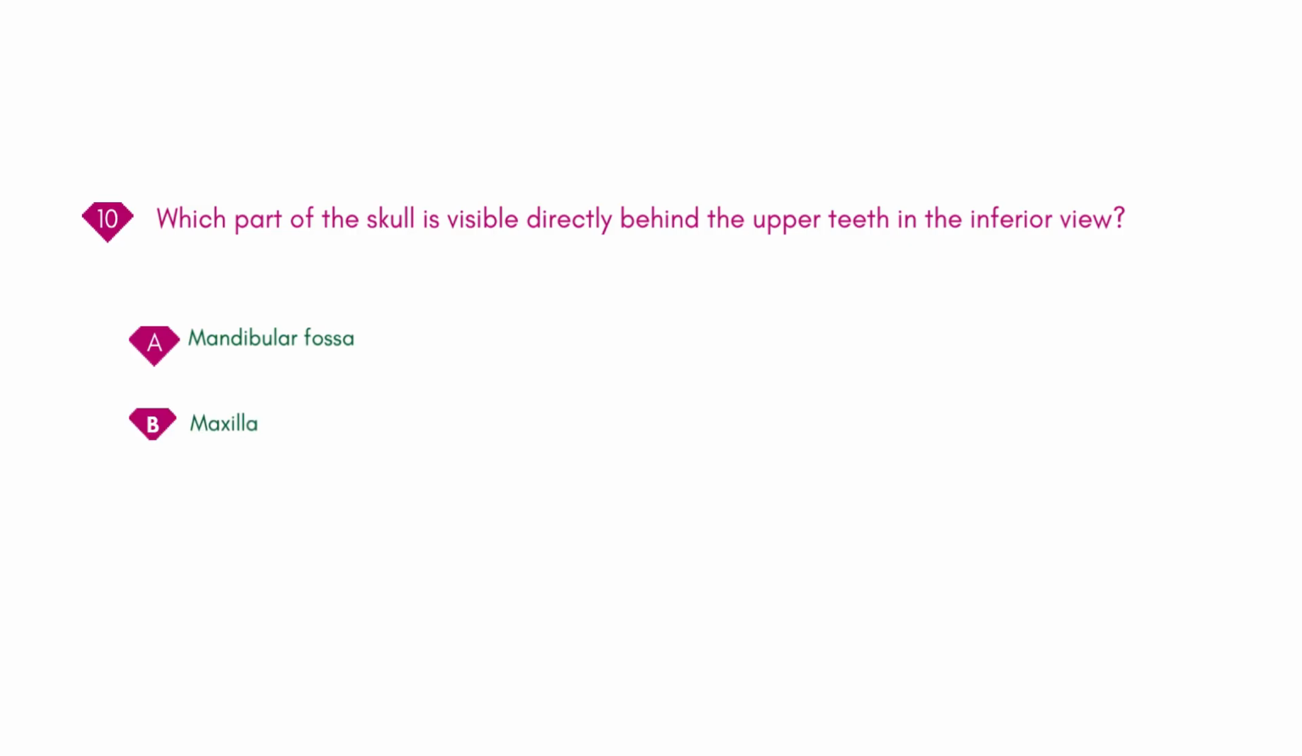Which part of the skull is visible directly behind the upper teeth in the inferior view? A. Mandibular fossa. B. Maxilla. C. Zygomatic bone. D. Temporal bone. Answer: B. Maxilla.